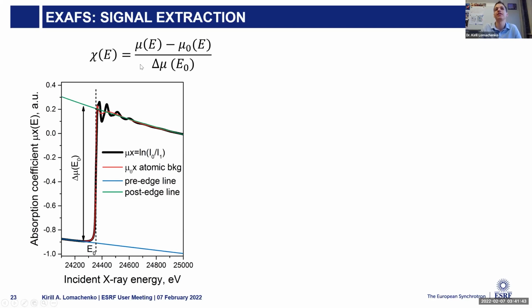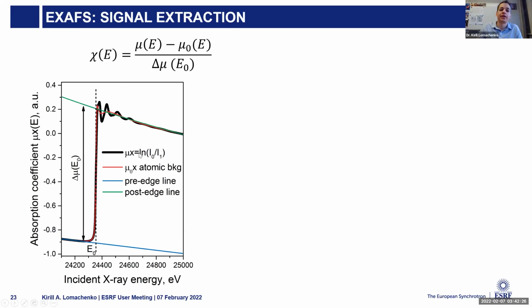So to get the EXAFS data, you subtract the atomic background from your actual data. There are different methods to do so, but basically it's done by the code that you use. It is needed to subtract the part of the signal that is not structural, so it does not have any structural information in it. So you subtract it from the data, it's generated by your analysis software, and you normalize by the edge jump.